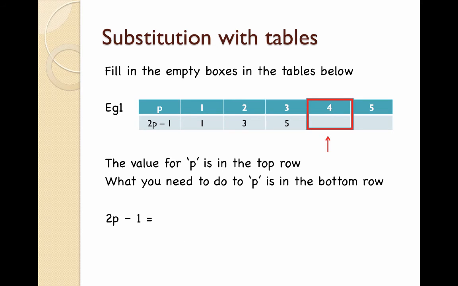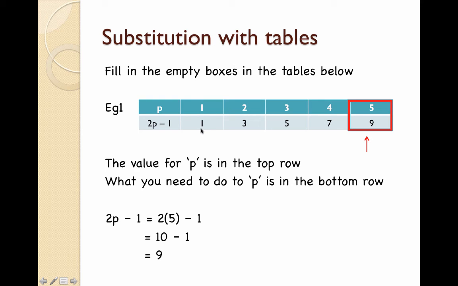Quickly for the last two columns, I'm going to substitute 4 in for p. So 2 lots of 4 take away 1. That's the same as 8 take away 1, which gives us 7. And finally, 2 lots of 5 take away 1 is going to be 10 take away 1, which gives us 9. You might notice in our bottom row that we have a little bit of a pattern here. It starts off at 1, goes up to 3, then to 5, then to 7, then to 9. We might be able to work out what the next number is in the pattern if we know what the first few numbers are. But if I asked you what would happen when p is 15 or even 100, you would need to know how to use the substitution.